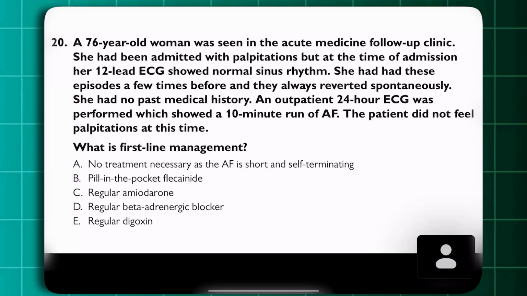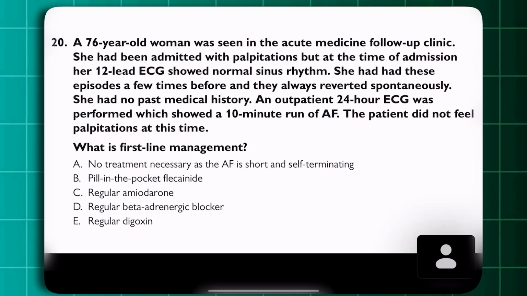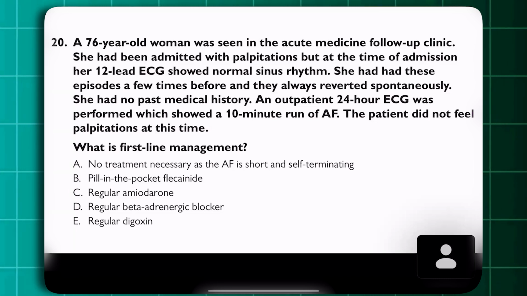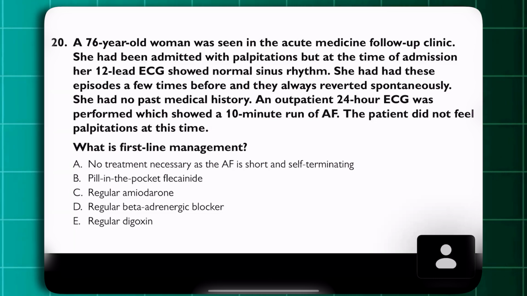The third is regular amiodarone. Regular amiodarone is for persistent AF where the patient is symptomatic. Here the patient did not feel palpitations at this time. That is also not the answer. And regular digoxin also is not a first-line management drug.